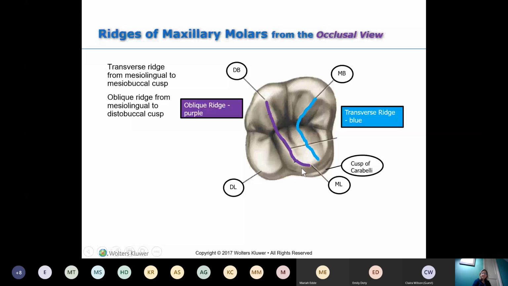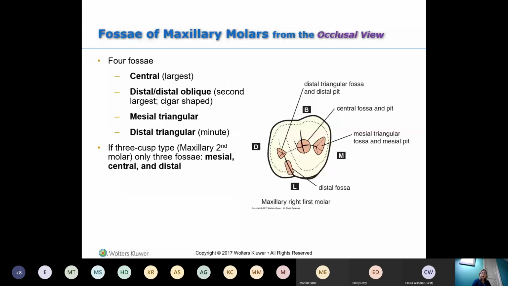You've got your fossas. You've got your large central fossa, and you usually have two smaller fossas on your maxillary molars. You have this one groove down here that has a little fossa, and we'll take a look at those when we look at teeth again next week.